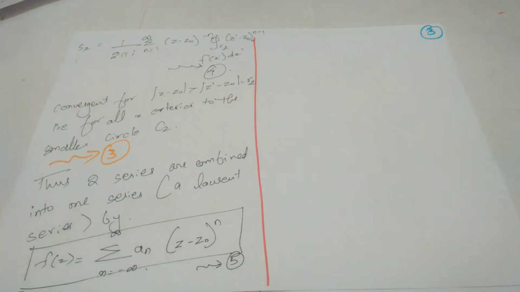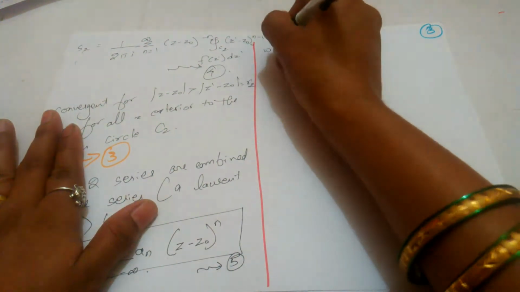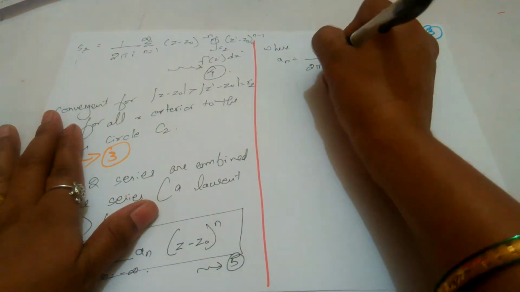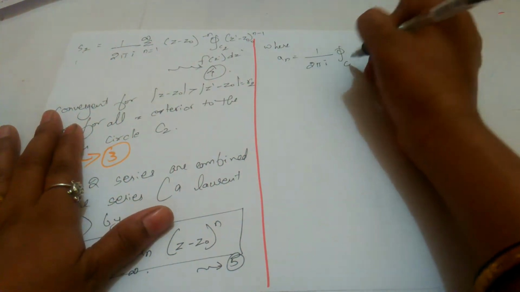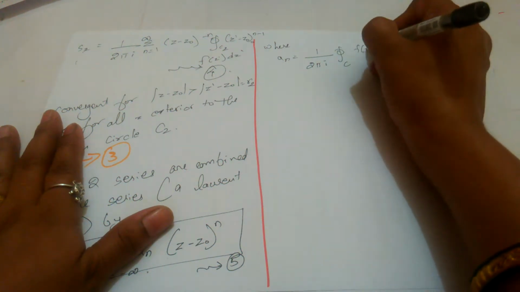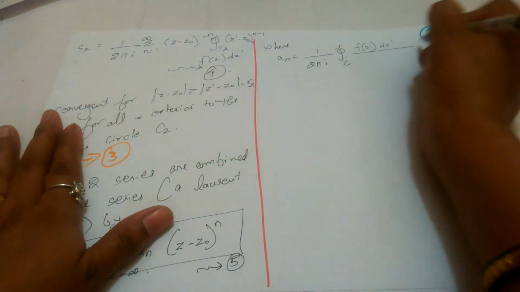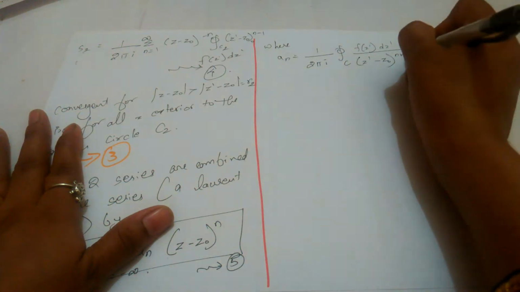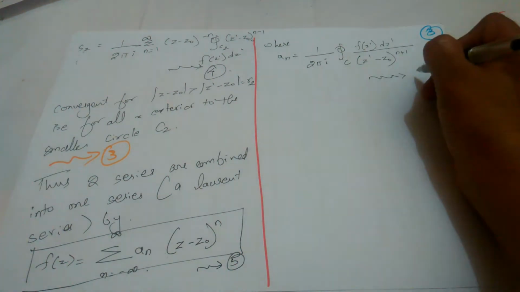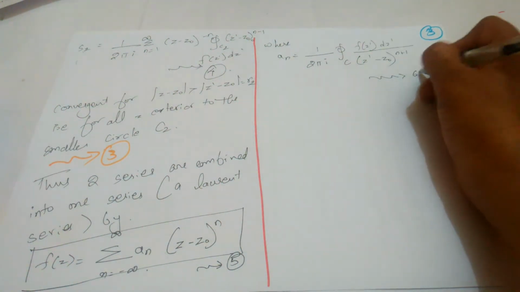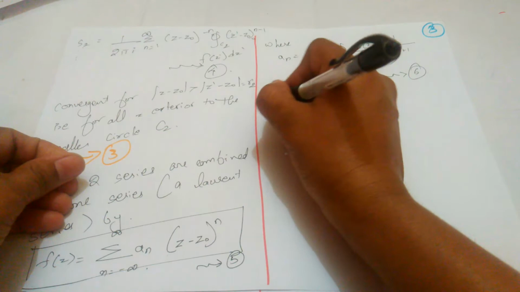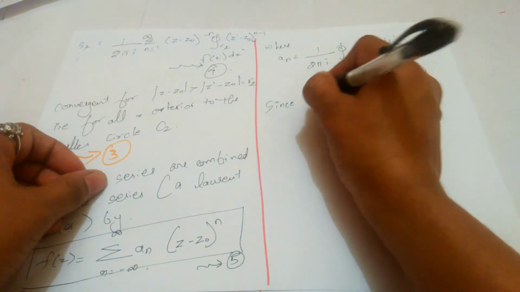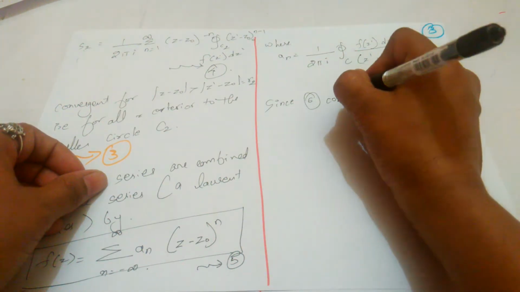Okay, so what is a n here? a n is 1 upon 2 pi i closed integral over C of f of z dash dz dash upon (z dash minus z naught) raised to n plus 1. So I'll mark this as equation number 6. So what is equation number 6?